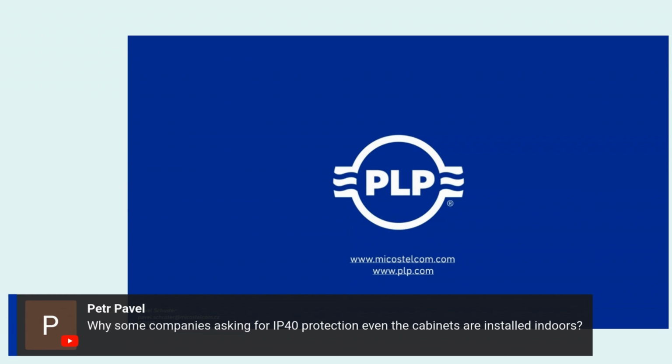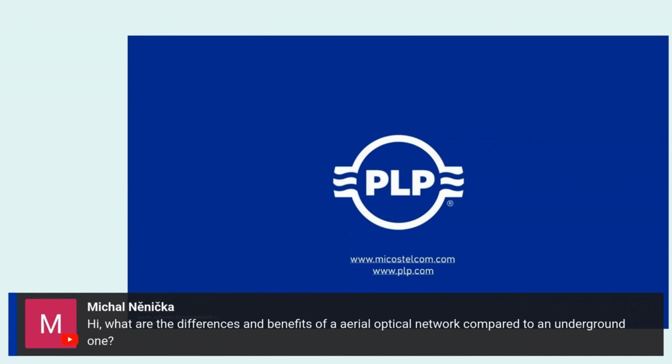A second question which I have here is what are the differences and benefits of an aerial optical network compared to an underground one? Okay, so the main difference is price, of course, because to do the network on the existing poles or facade is much cheaper than to dig and place the network under the ground. So it's about the price, the money.